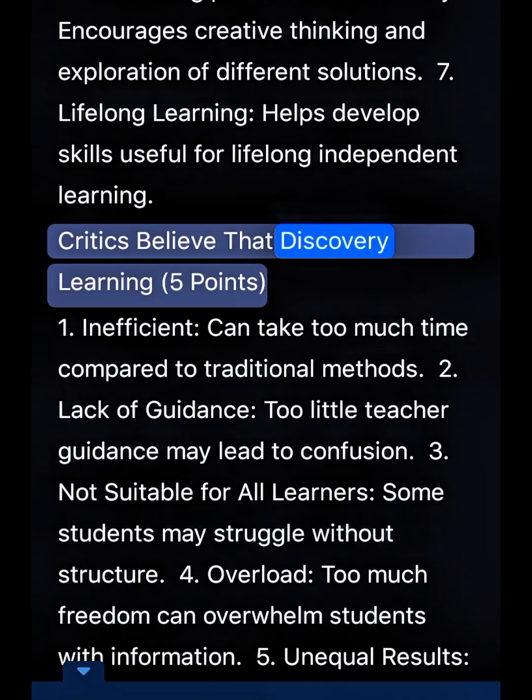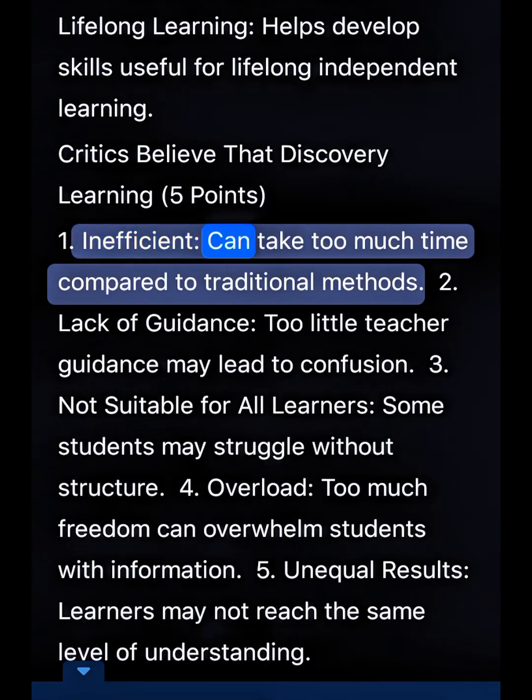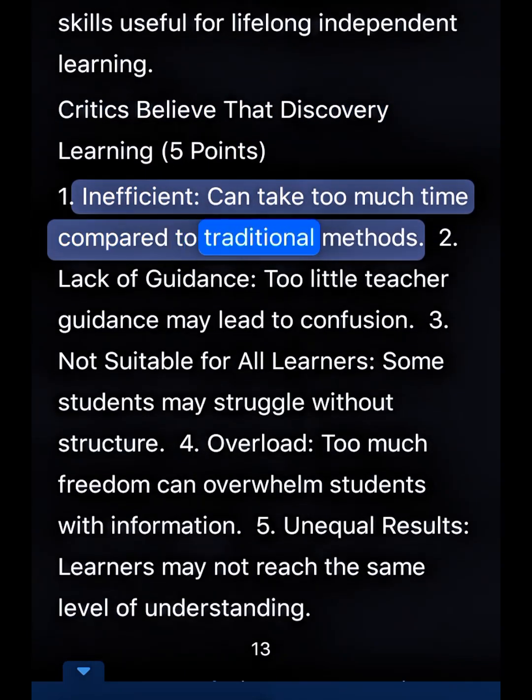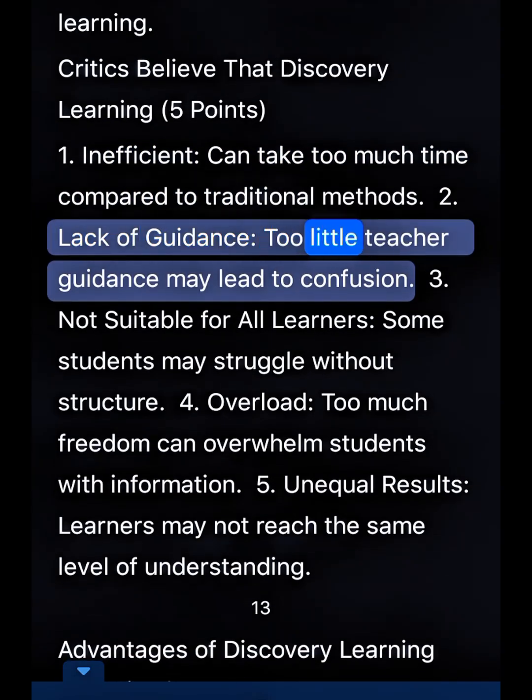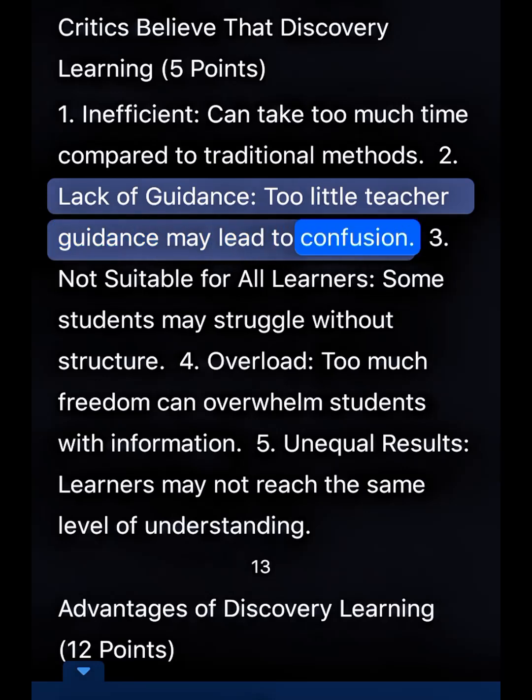Critics believe that discovery learning, 5 points. 1. Inefficient, can take too much time compared to traditional methods. 2. Lack of guidance. Too little teacher guidance may lead to confusion.